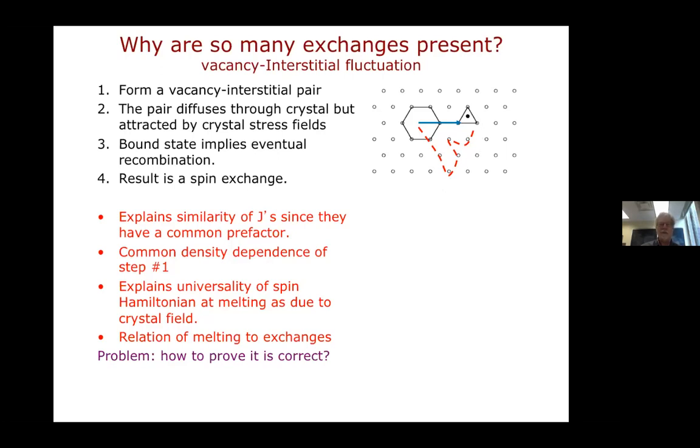That's a bound state. And this would explain why all the J's have a similar prefactor or a similar rate and similar density dependence. And it would also sort of explain why you can change the potential of interaction and get pretty much the same Hamiltonian. I didn't show any data of that, but we've compared a Wigner crystal to helium near melting, and they have rather similar spin Hamiltonians. But the problem I've always had is how to prove that this model is actually correct. There are a lot of suggestions it is, but it's hard to actually show that it's a correct model, at least of why you have long spin exchanges.